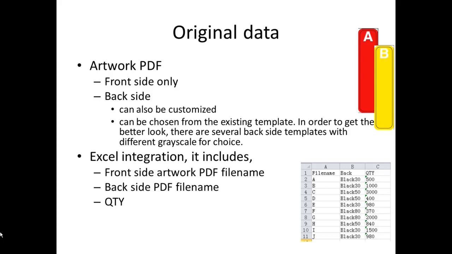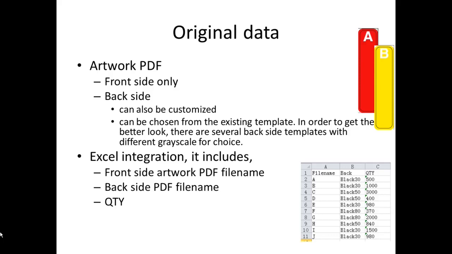Of course, the back side can be customized too, but for easy setting, for the gain imposition, or for many other reasons, the label producer or the water producer always likes to design several existing templates. This template PDF has different grid scales to choose from. For example, if the front side color is dark, the grid scale in the backside template is dark. If the background is light, the template is light. That means in this way the whole label looks fine, looks clear.